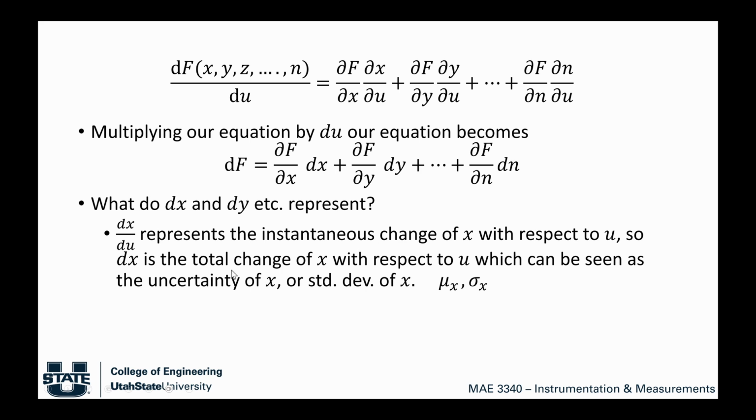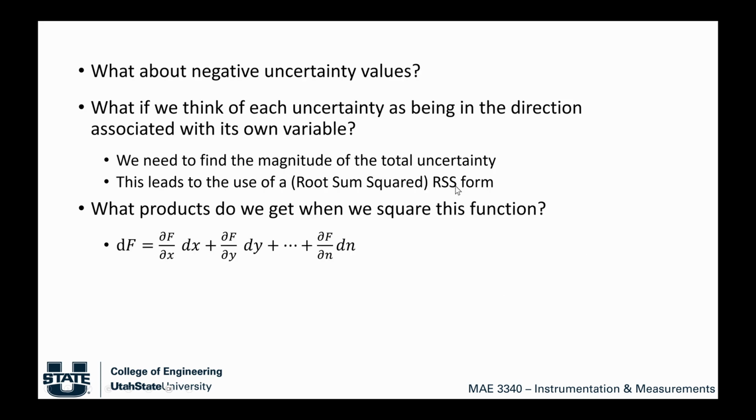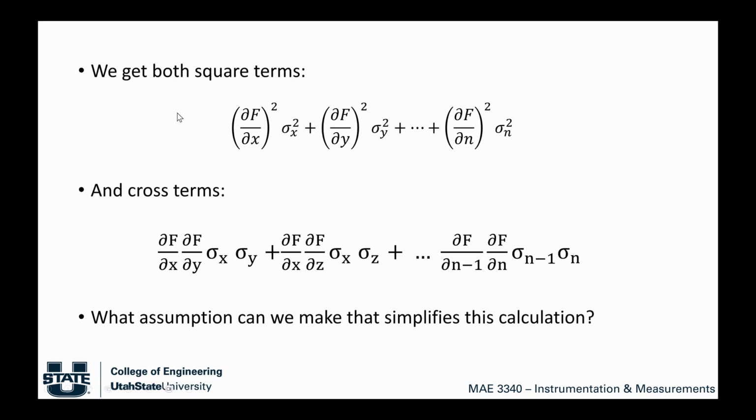So if we combine these, now we have a mean and a standard deviation that we can use in this equation right here. Okay, so what about negative uncertainty values? Well, we already know the answer. We're going to use root sum squared. And so if we take this equation and we use root sum squared, then what happens to all of the different variables that go into it? We end up with this equation here.